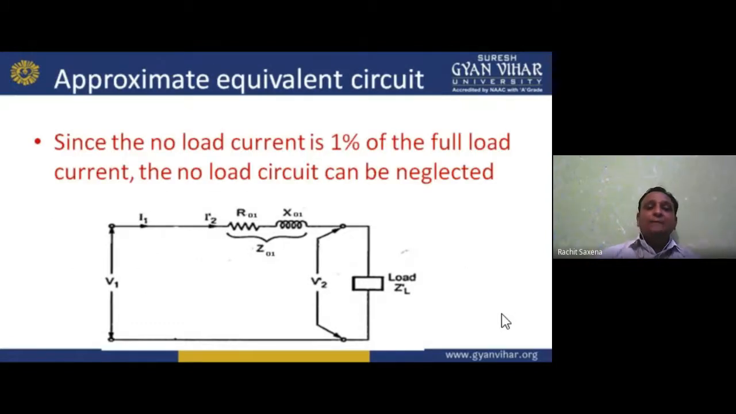Now, approximate equivalent circuit. Since no load current is 1% of the full load current, the no load circuit can be neglected. So we can neglect the no load current circuit, that is R0 and X0, because it is 1% of the full load. So I am neglecting it in this circuit. I hope you understand.